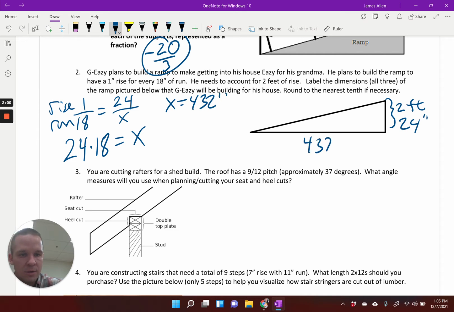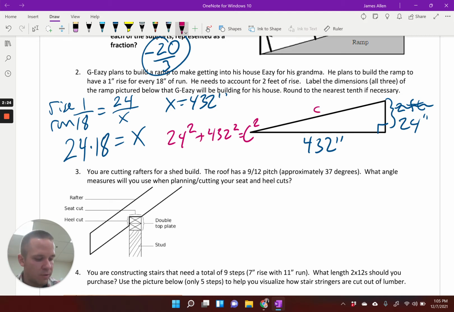So that's this one right here. I'll keep everything in inches and erase that feet. Now, that's a right triangle: a squared plus b squared equals c squared. I'll change colors so we don't mix things up. I've got 24 squared plus 432 squared equals c squared, this being c right here. That's a big number: 187,200 equals c squared. Take the square root on both sides to get my answer.